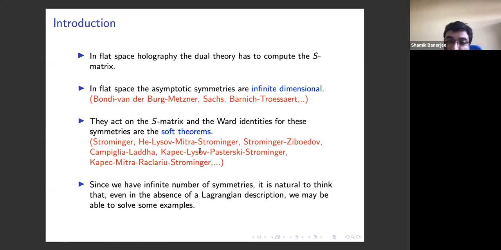So we'll just discuss a class of scattering amplitudes known as the MHV or the maximal helicity violating scattering amplitudes, and they are simpler in a sense that we will explain as we go on.